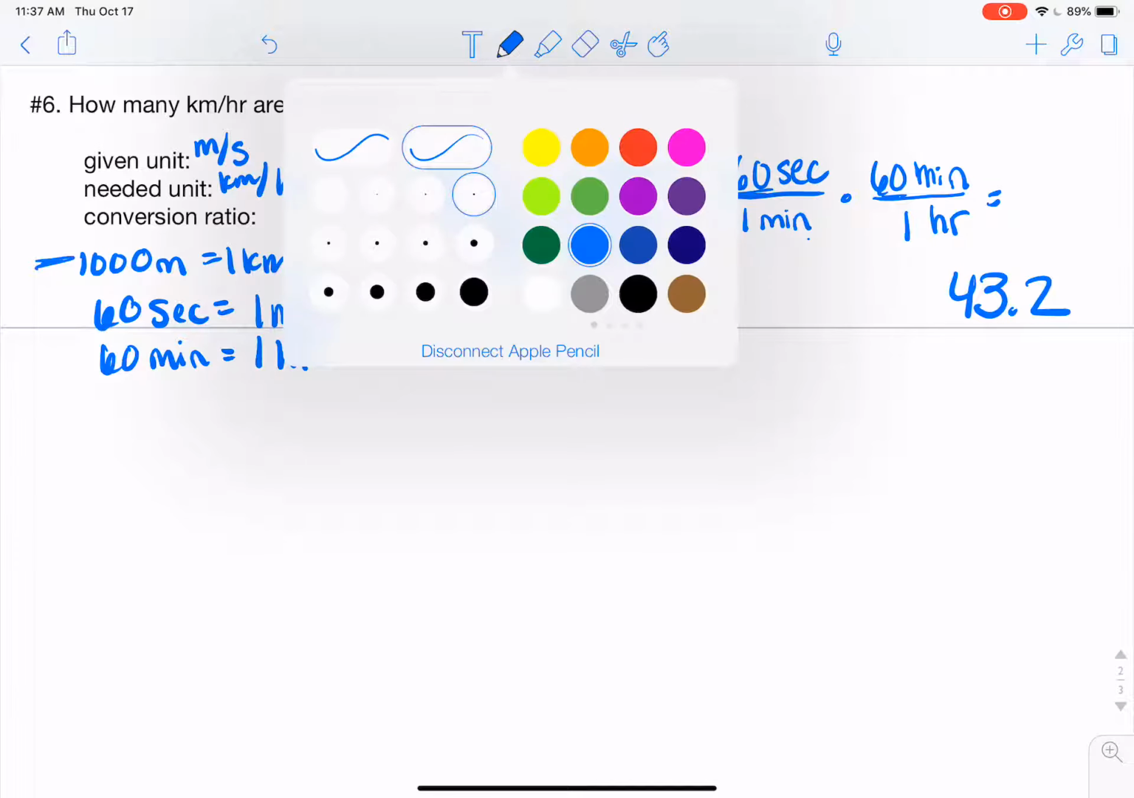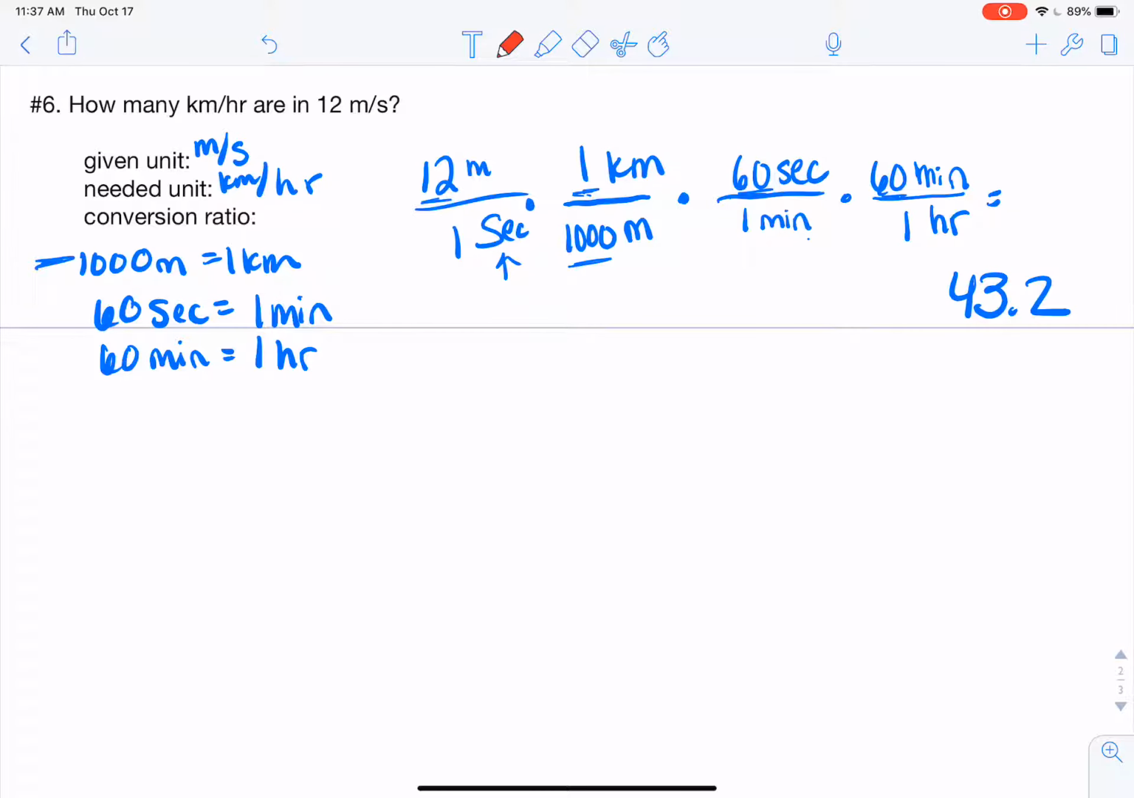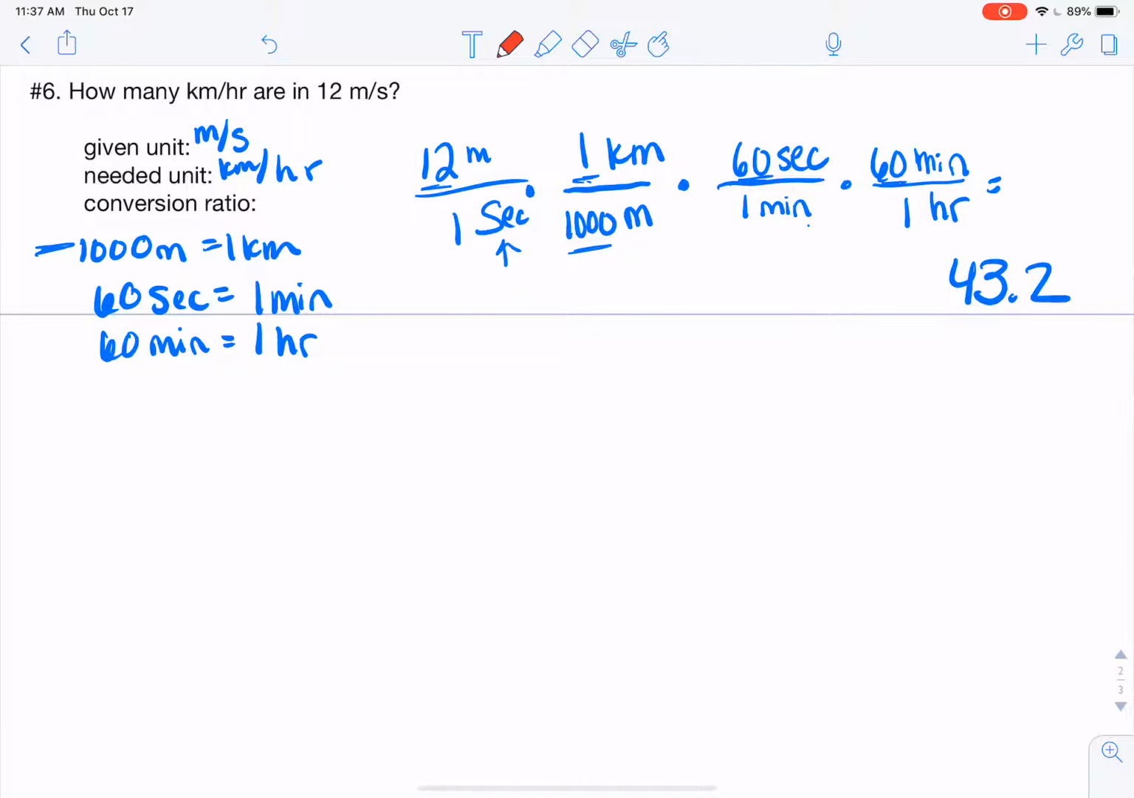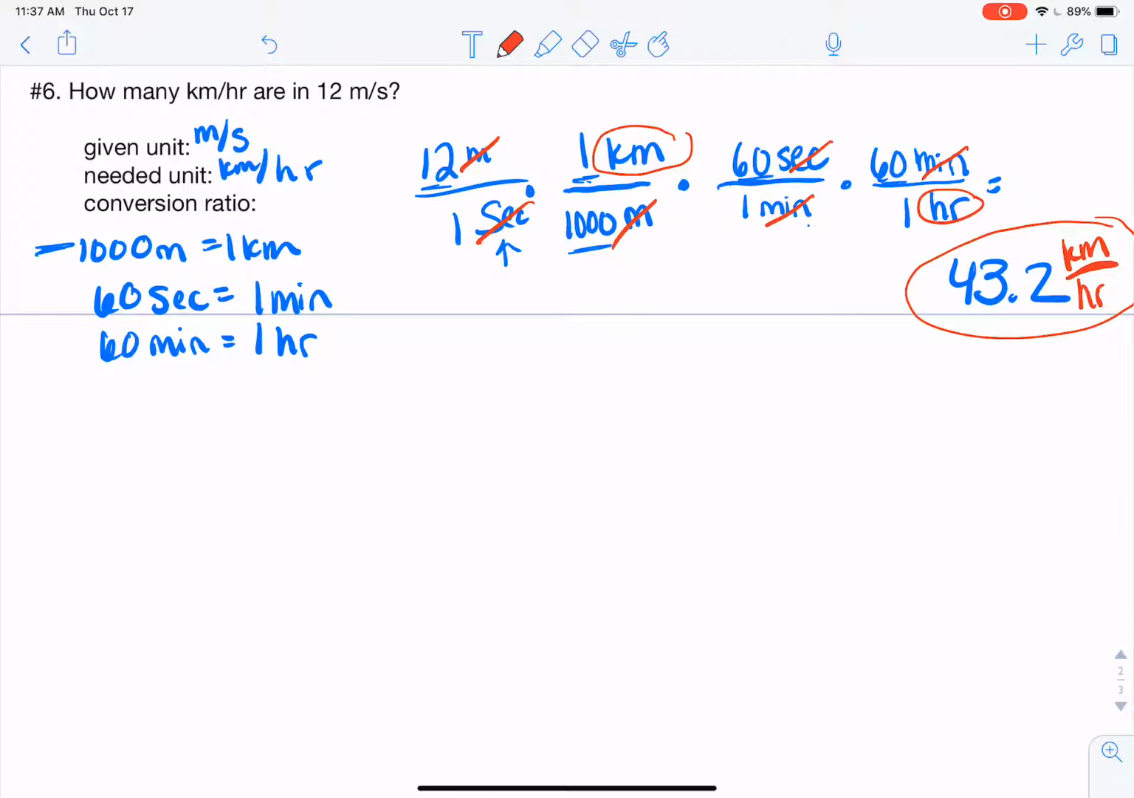So we know that we want the units in kilometers per hour, but let's see if we set it up correctly. So meters cancels out with meters, and we're left with kilometers in the top. Seconds cancels out with seconds. Minutes cancel out with minutes, so we're left with kilometers in the numerator divided by hours in the denominator. So that is our answer, and that is the correct answer, and that is how we do these problems.